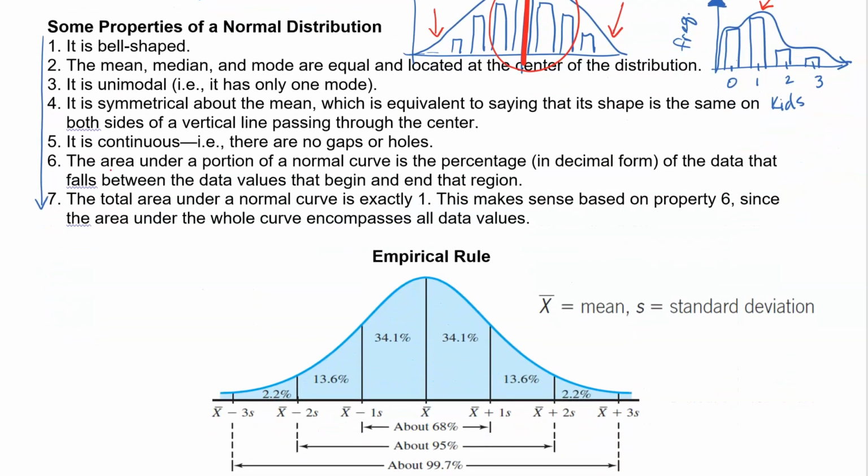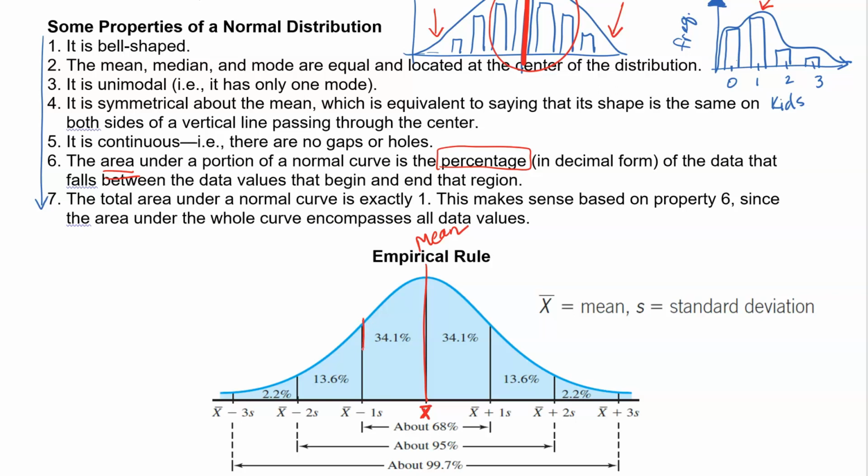The area under a portion of the normal curve is the percentage, in decimal form, of the data that falls between the data values that begin and end that region. So for example, let's look down here at this picture, which is labeled empirical rule. We'll talk about number 6 and the empirical rule at the same time. In the center of this curve, we have the average, or the mean, median, and mode. And remember, x bar, which we talked about last module, stands for average. So the mean is in the middle.